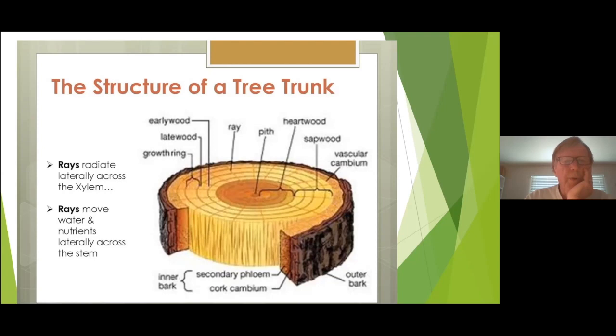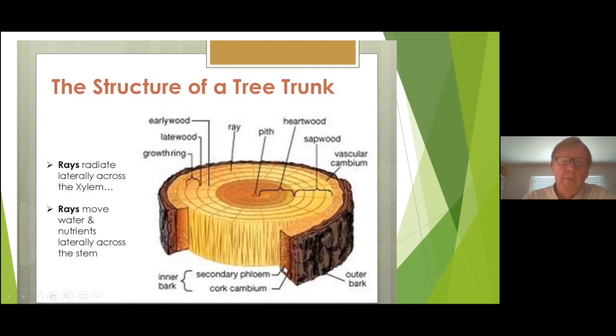So those are your rays, your early wood and late wood, and your growth rings that you know about already. And then, of course, the bark has the inner bark. Some trees have 3 or 4 layers of bark, and it has a secondary phloem in here on the inner bark. That's caused, again, the vascular cambium makes that.